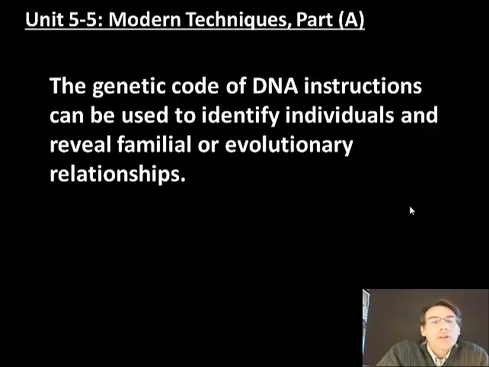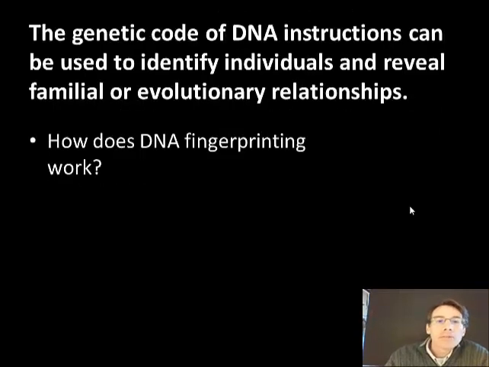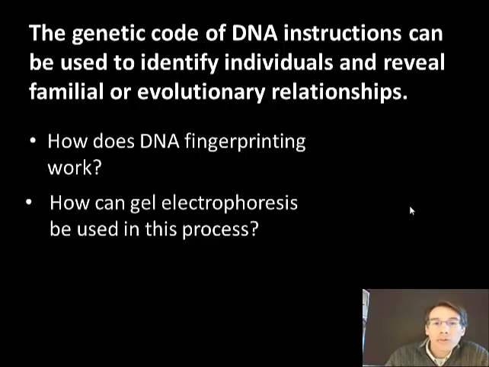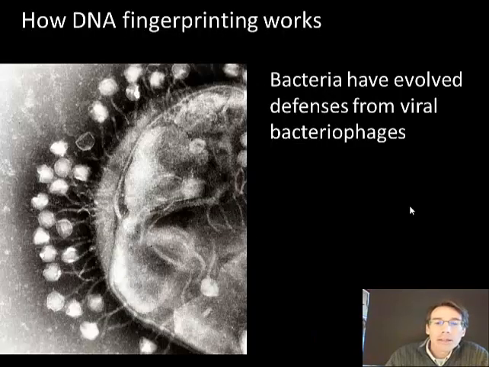In your last video, you looked at how DNA could be used for both storing and transmitting genetic information. Today, we're going to be looking at how the genetic code of instructions can be used to identify individuals and reveal familial or evolutionary relationships. Specifically, we're going to be looking at how DNA fingerprinting works, and how gel electrophoresis can be used in this process.